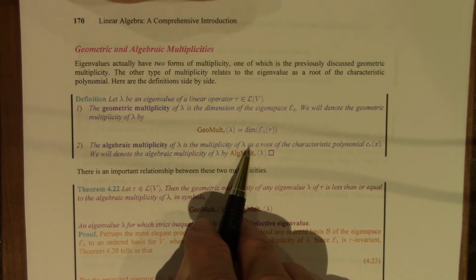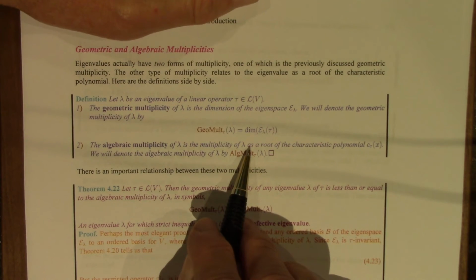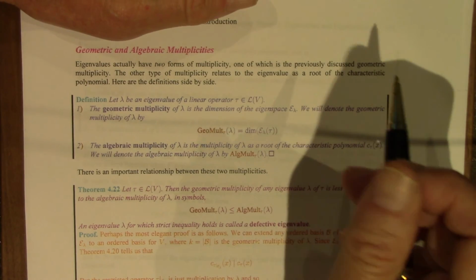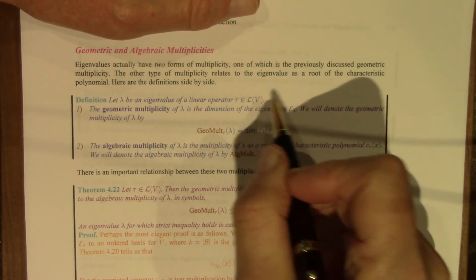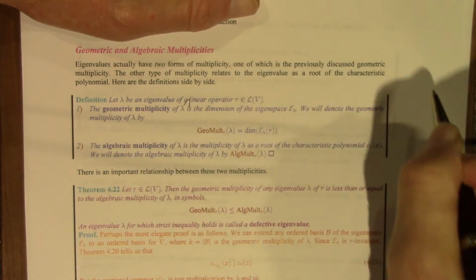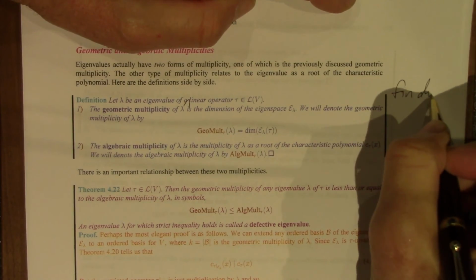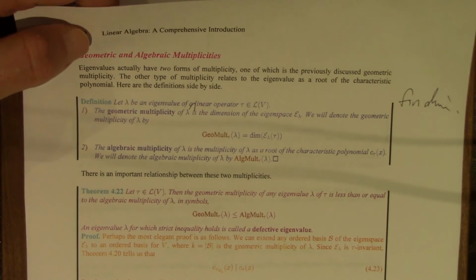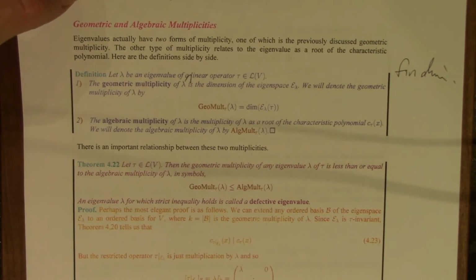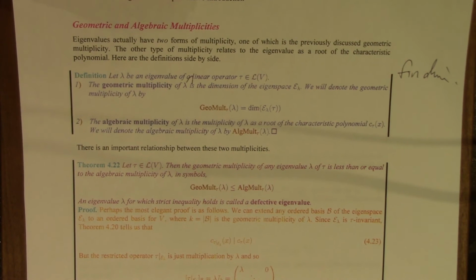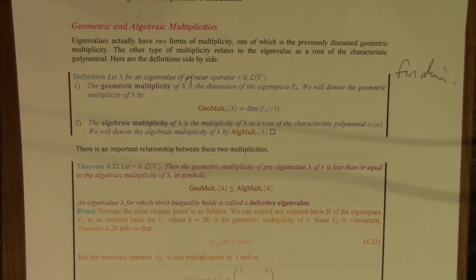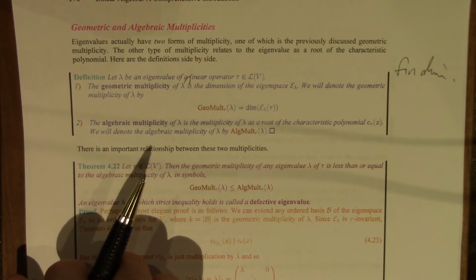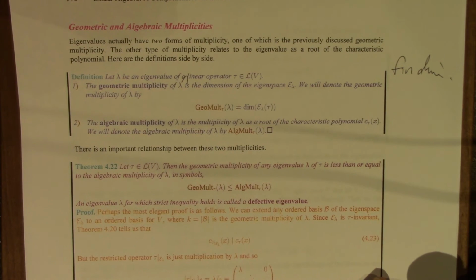Now this applies only if the operator is finite dimensional, so it has a characteristic polynomial. So perhaps it's best to say that this is a finite dimensional linear operator. The geometric multiplicity doesn't require that, but the algebraic multiplicity does. But we're mostly interested in finite dimensional operators because they have matrix representations, so they're much easier to understand.